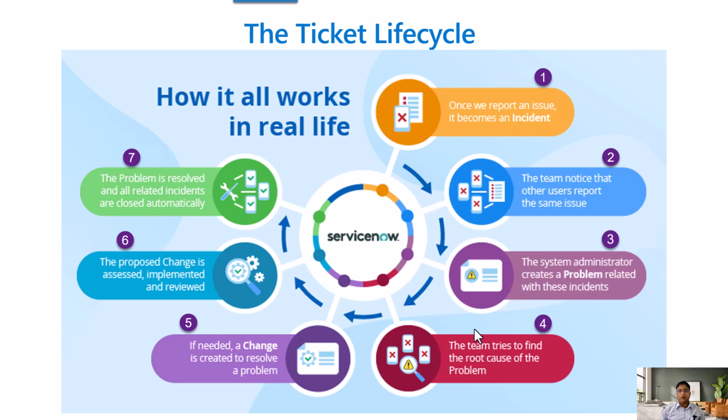Now the team who is trying to fix the root cause of this problem understands what the root cause of the issue is. For example, the SQL database requires more memory, and this is the root cause. So now they need to implement this fix in the production environment. And whenever you implement anything in the production environment, you have to create a change ticket. Then the change ticket will be approved by multiple stakeholders so that there is no production impact. Then the change is assessed, implemented and reviewed.